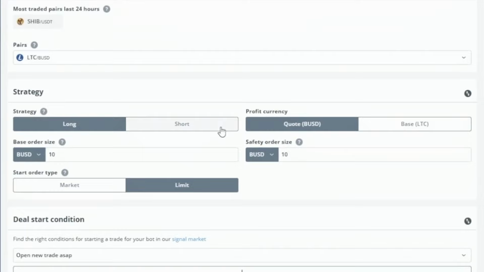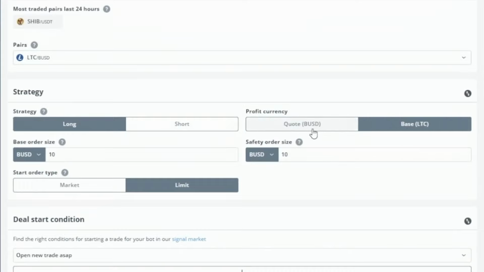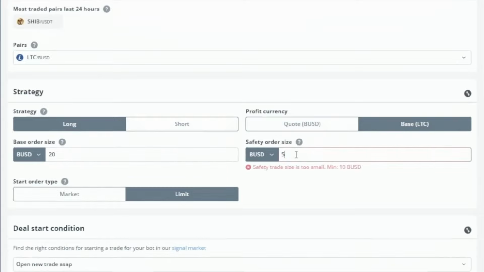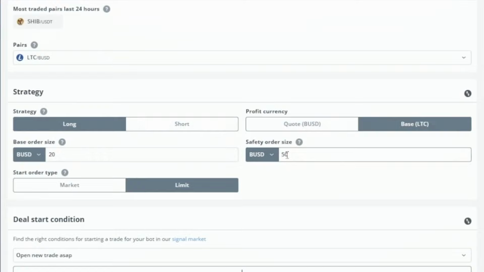Okay, fantastic. We're going to be creating a long only bot. We're going to want our profit in LTC. Some people prefer to have it in BUSD because of the recent dump. I actually like to accumulate free cryptocurrency as it's going up. We're going to create a base order of $20, and we're going to double that for the safety order. Now recently he also took it up to 50 from 40.